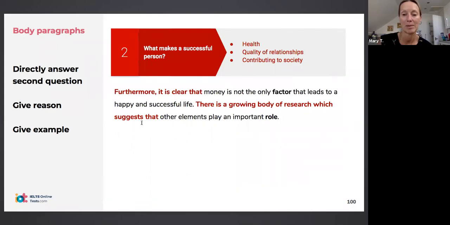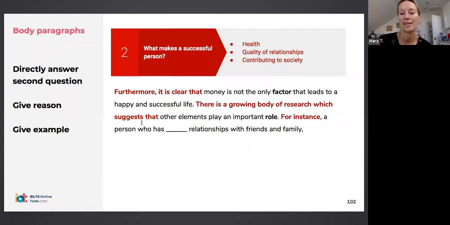And then give an example. So instead of saying for example, you can say for instance. If you use for instance earlier, you would say for example here. A person who has what kind of relationships with friends and family? Good relationships, yeah, that makes sense. Close, healthy relationships, that's another good one. Loving, yeah. So loving relationships with friends and family has what kind of health?